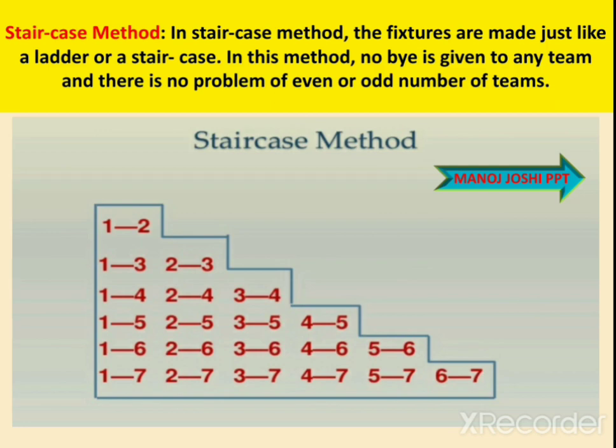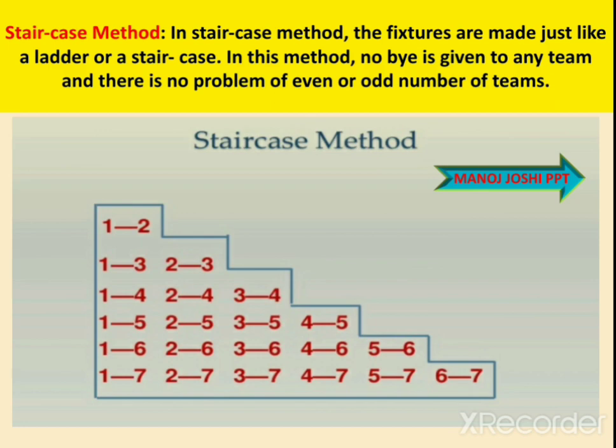So the matches are played. First round there are 6 matches. Second round there are 5 matches. Third round there are 4 matches. Fourth round there are 3 matches. Fifth round there are 2 matches. 6th round there is only 1 match. So this way the ladder is there, staircase. Now we can understand how we can make the staircase method.